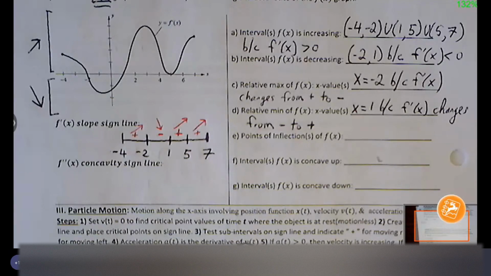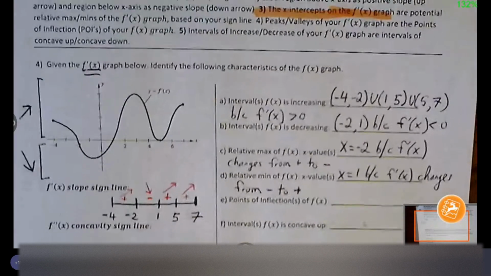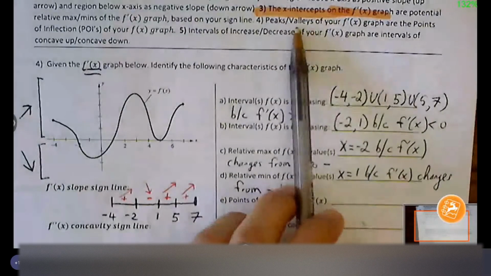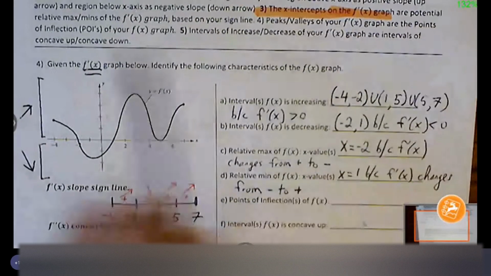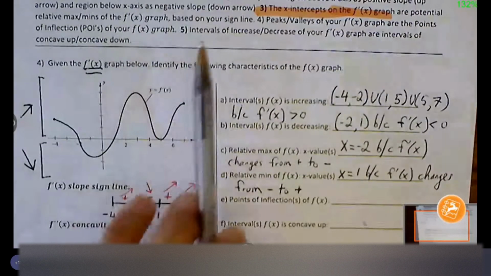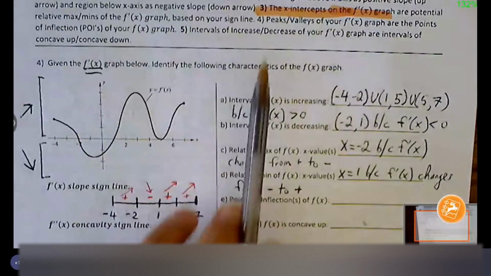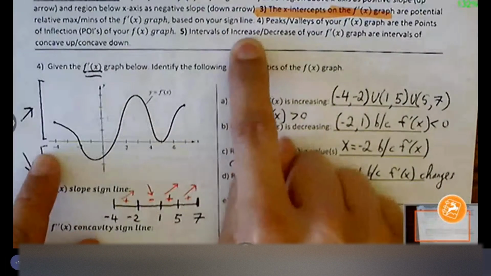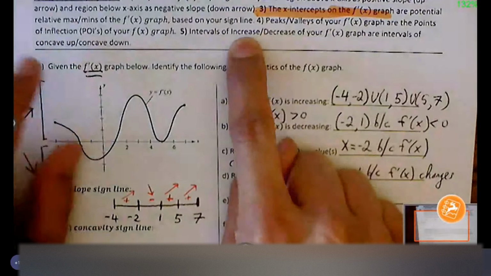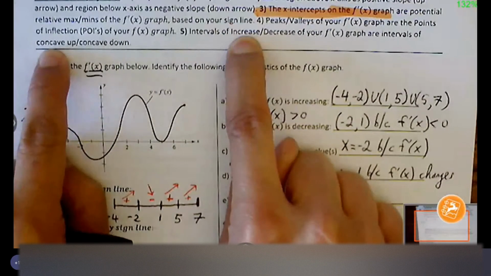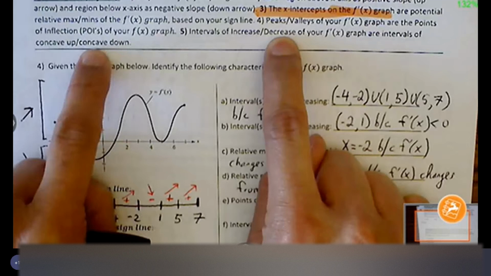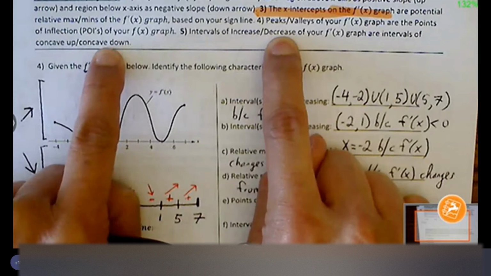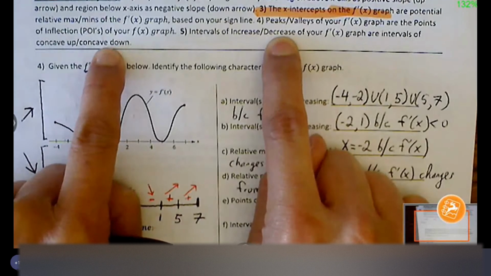Okay, moving on to our second derivative sign line. Now we're going to be picking out the peaks and valleys of our f prime graph. These are going to be locations of our points of inflection. And then we're going to determine intervals of where our graph is rising and falling. Wherever our f prime is rising, that's going to correspond with concave up. Wherever my f prime is falling, that's going to correspond with where my original graph is going to exhibit concave down.